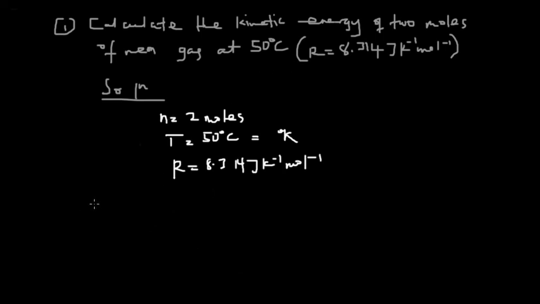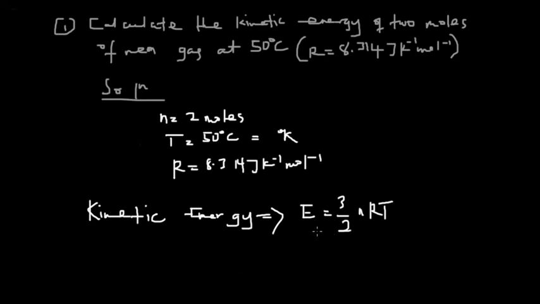Okay, know that our kinetic energy equation is E equals 3/2 nRT. So all you have to do is just insert your values. You have 3/2 multiplied by the number of moles, that's 2, and then multiply by R, which is 8.314, and then multiply by your temperature.